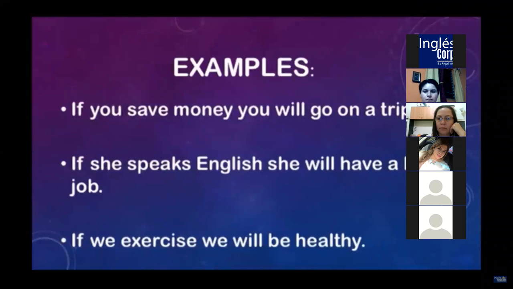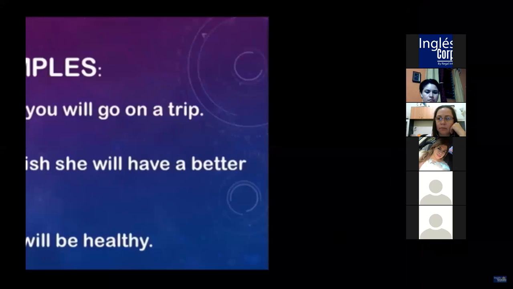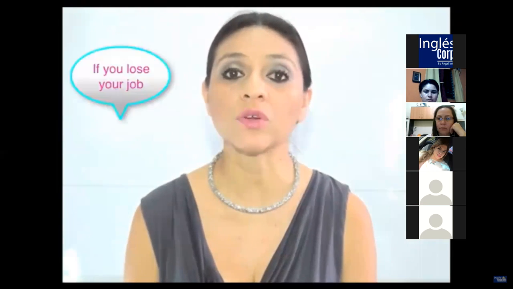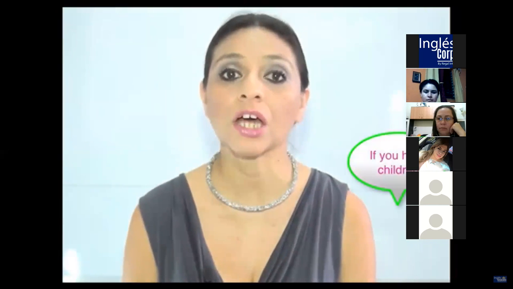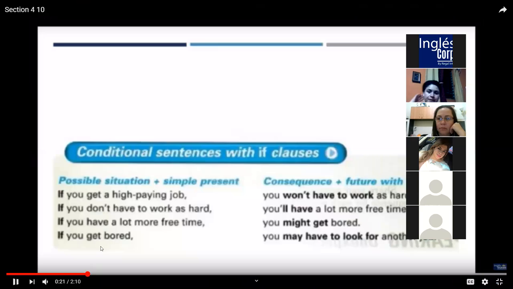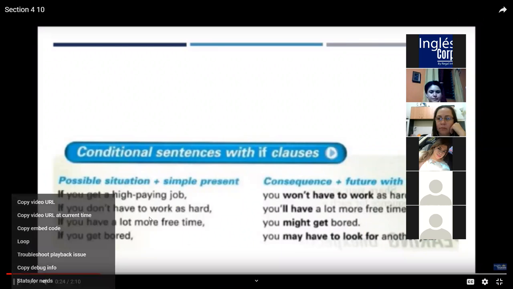Let's work on more examples. If you save money, you will go on a trip. If she speaks English, she will have a better job. If we exercise, we will be healthy. All of these examples show a possibility of what might happen if. I will give you some possible situations. Try to give me your consequence using the structure learned. Don't forget to write them in our discussion box. If you study English, if you lose your job, if you have children. Don't forget to write your consequence using the future: will, may, or might. Get a high-paying job. Consequence plus future.